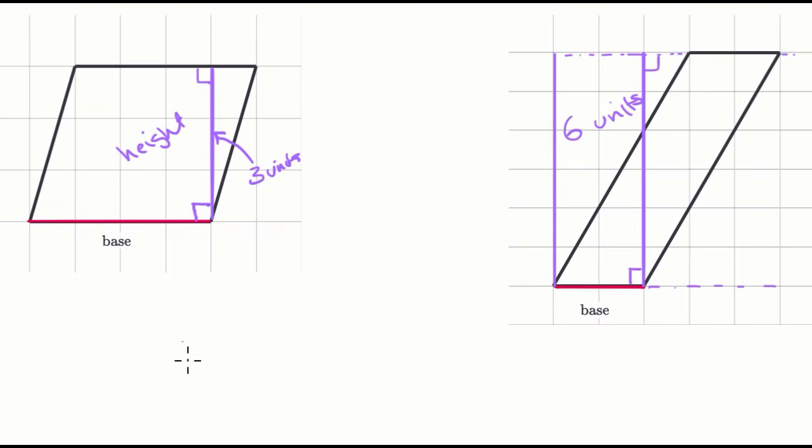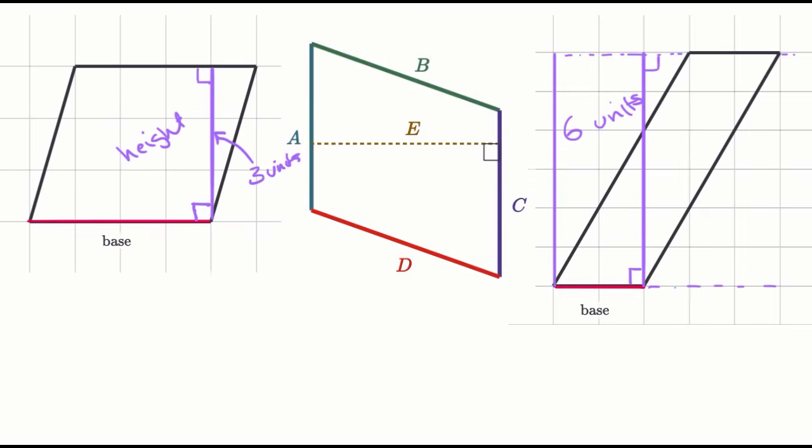Now, we've gotten a little bit of practice. Given the base, what could be the height? Let's go the other way around. Given the height, what could be the base? So in this situation, let's say that this length here, E in the dotted line, let's say that that is the height. So given that, which of these sides could be the base?